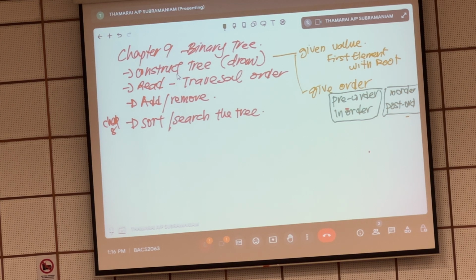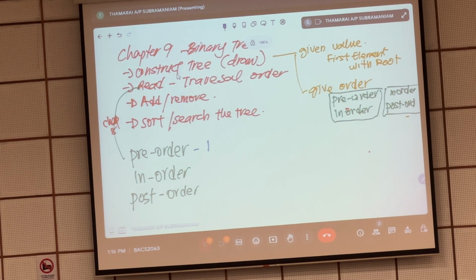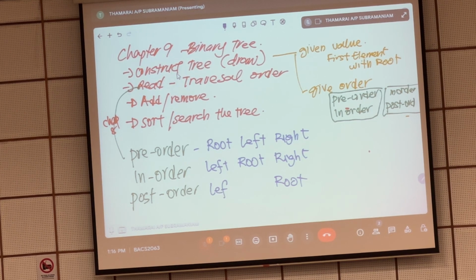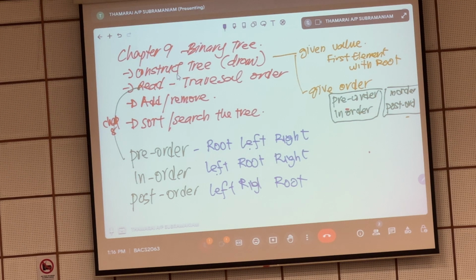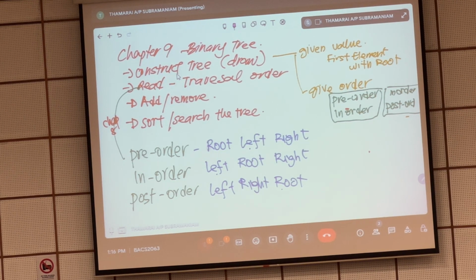Alright? Okay. Now next is your traversal. You need to know your pre-order, in-order, post-order. Alright? So of course, we need to read our root. So we need to read the root, then the left, and right. In-order, you read left, and this one, always start with left. Left and right and root. So make sure you know where's the root.